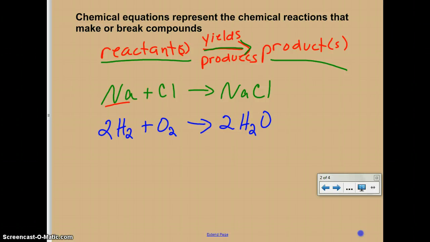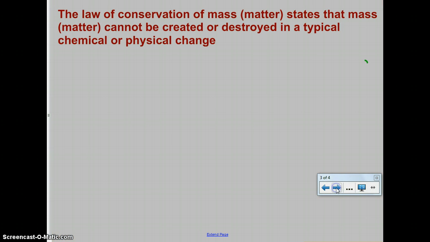2 examples I have here for you. We've got sodium plus chlorine yields sodium chloride. Another example, 2 H2s and 1 O2 gives us 2 molecules of water. These just show us what happens during a chemical reaction. Now let's talk about the law of conservation of mass or matter. It states that matter cannot be created nor destroyed within a typical chemical or physical change. Every single chemical equation needs to be written in a balanced form to satisfy this law of conservation of mass.